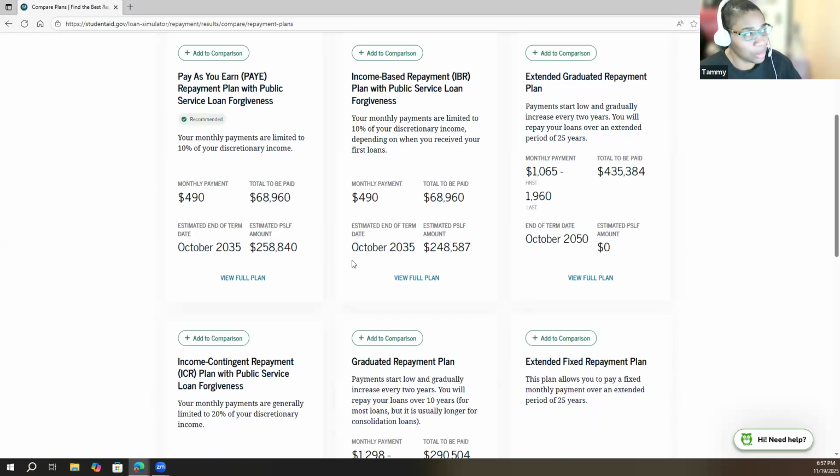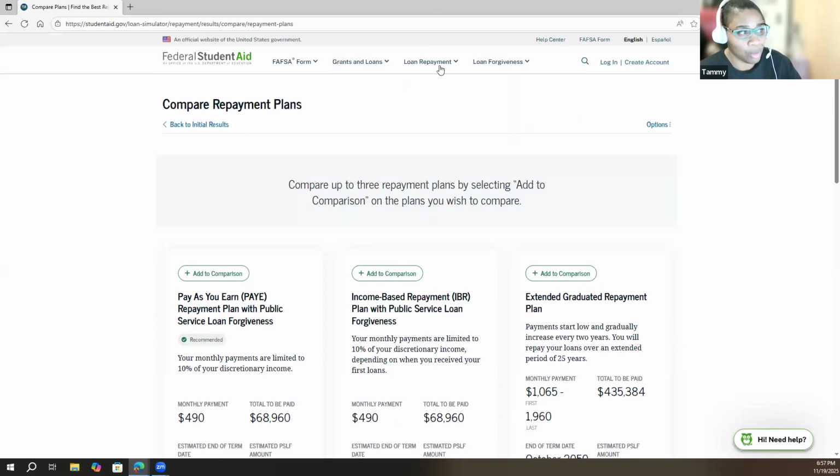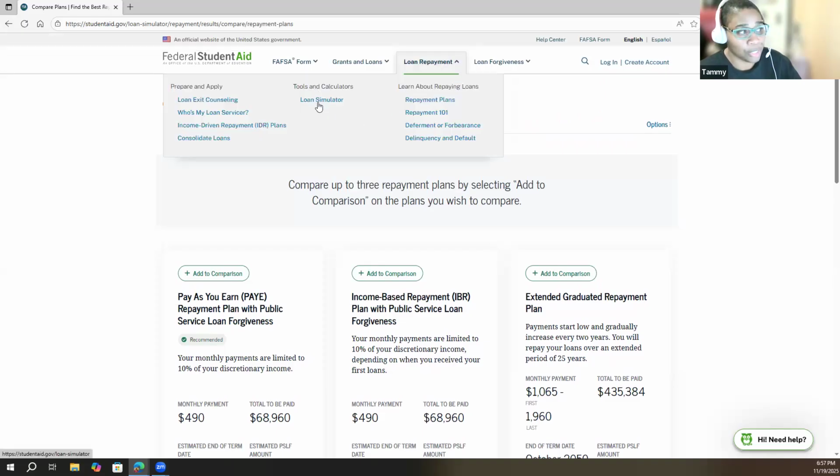So yeah, go check that out, studentaid.gov. Like I said, go under loan repayment, click on under tools and calculators, go to the loan simulator. And like I said, you can do that either logging in or you can just start from scratch. But that way we're not operating in a space of fear of something that we're not 100% informed about. All right, good luck.